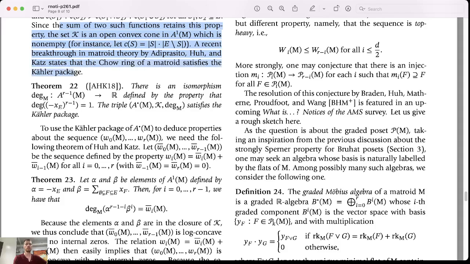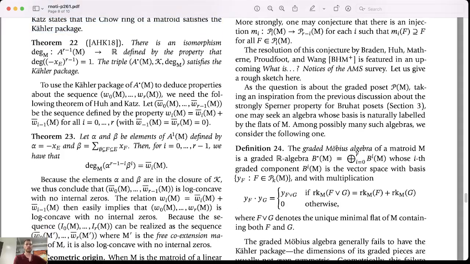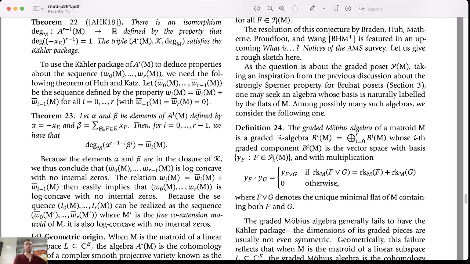satisfies the Kähler package. Theorem. There is an isomorphism degree M from A R minus 1 of M to the reals defined by the property that the degree of minus X_E to the R minus 1 equals 1. The triple A of M, K, degree M, satisfies the Kähler package.